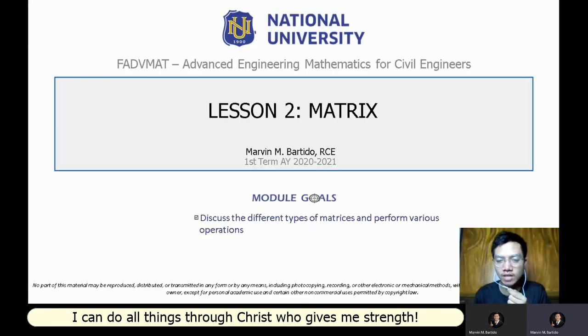Hello class! Today, here in Advanced Engineering Mathematics for Civil Engineers, we are now going to discuss our second lesson, which is about matrix. For this topic, we will have the following intended learning outcome. Students must be able to discuss the different types of matrices and perform various operations.